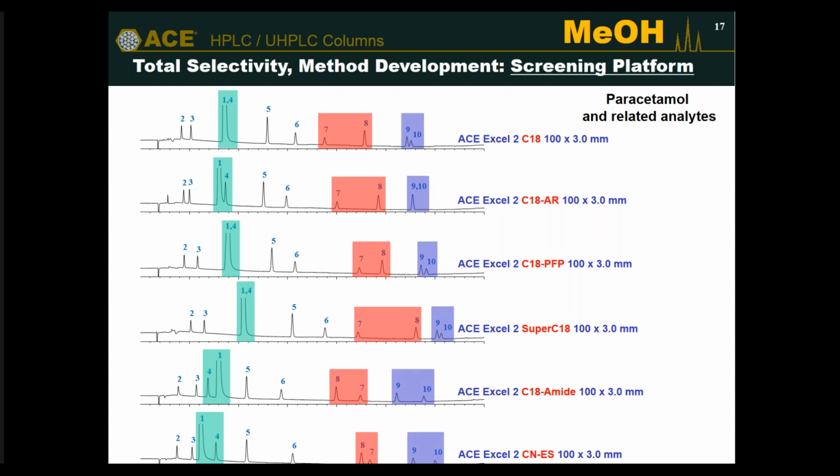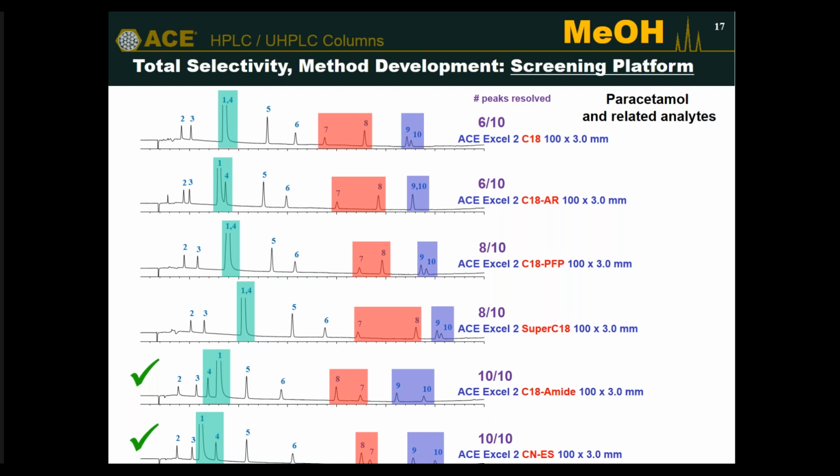And then finally, peak pair 9 and 10: we can see at the top, coeluting, and coeluting on the AR, just about resolved on the PFP, coeluting on the super C18, well separated on the C18 amide and the cyano-ES. So if we count up the number of peaks resolved in this 10 compound mixture, we can see that from the screening run we performed, there are 2 different column chemistries where we have complete separation of all of our compounds without any further work.